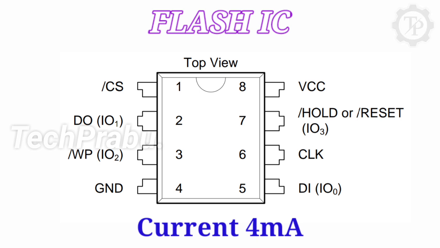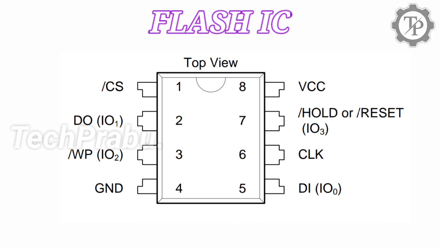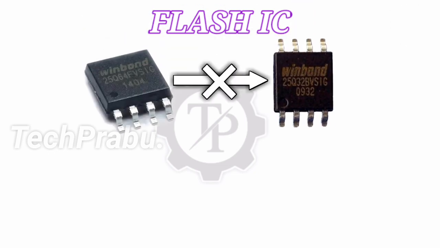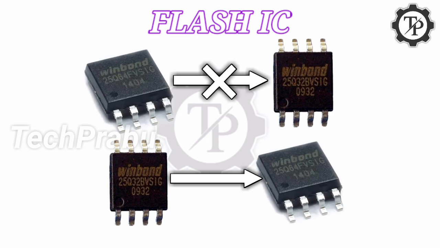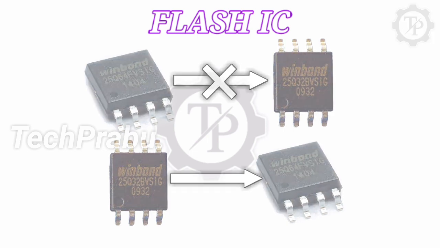All 25 series ICs have the same pin configuration. If one of the ICs fails, can we use another IC instead of the failed IC? If a high memory capacity IC fails, instead of that, we cannot use a low memory capacity IC. But in case of a low memory capacity IC failure, instead of that, we can use a high memory capacity IC.